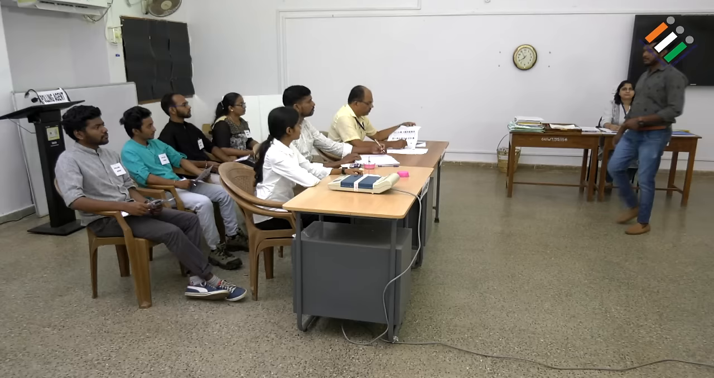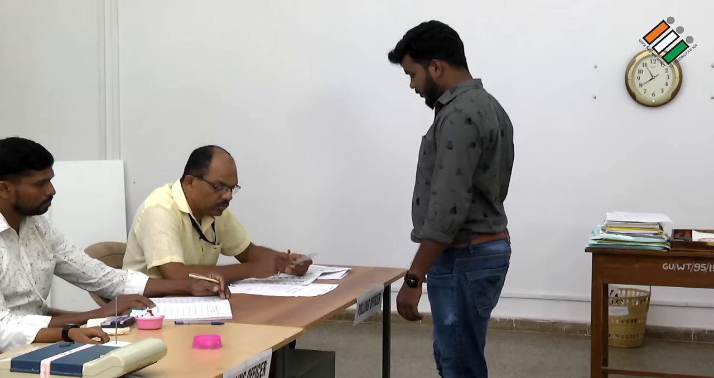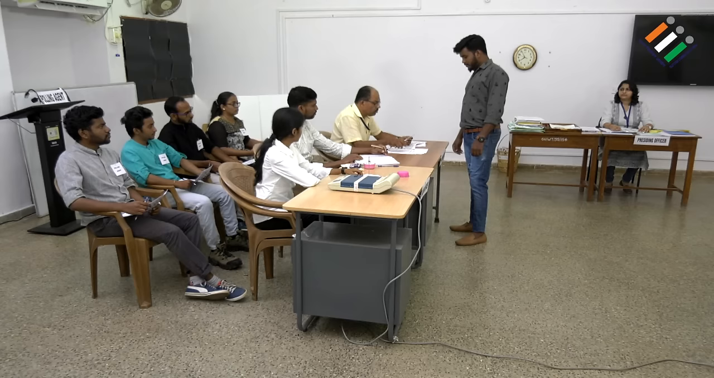The elector enters the polling station and directly approaches the first polling officer. The first polling officer looks at his marked copy and the ASD list. You have any other document? Yes, I have. Yeah, please show. And notices that the elector's name appears in the ASD list. Ma'am, he's an ASD voter. Okay, along with his signature, take his thumb impression on 17A.